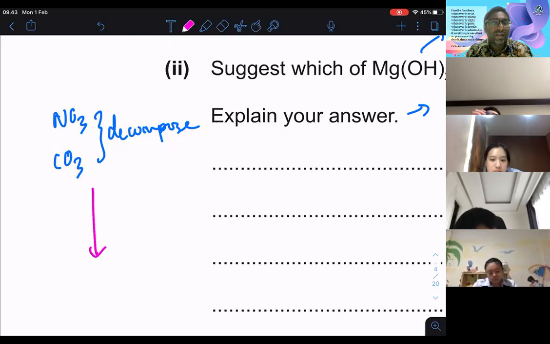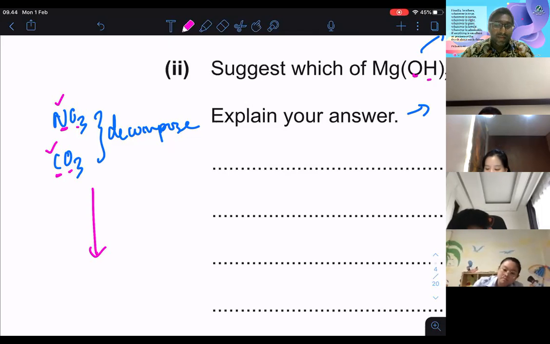So we call it polarizing the anion. They will actually polarize the anion. So what happens? These anions, NO3, CO3, or OH, get polarized. When they get polarized, the electron cloud becomes distorted. So the bonding between nitrogen and oxygen, between carbon and oxygen, and between oxygen and hydrogen will become weakened. If that becomes weakened, it's going to be easier to decompose. You do not need a lot of temperature to decompose them.